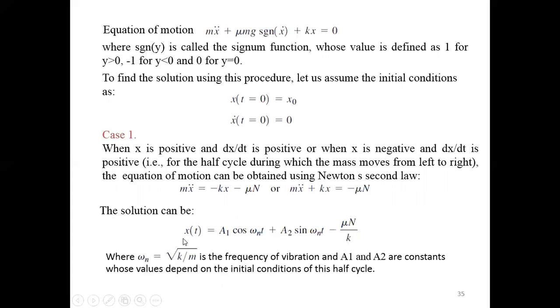From the natural frequency, we can find the equation of x(t) is equal to A1 cos ωn t plus A2 sin ωn t. But here, in Coulomb damping, the force which is generated is μN, right? So minus μN by k, where ωn is equal to the square root of k by m, is the frequency of vibration, and A1 and A2 are constants.